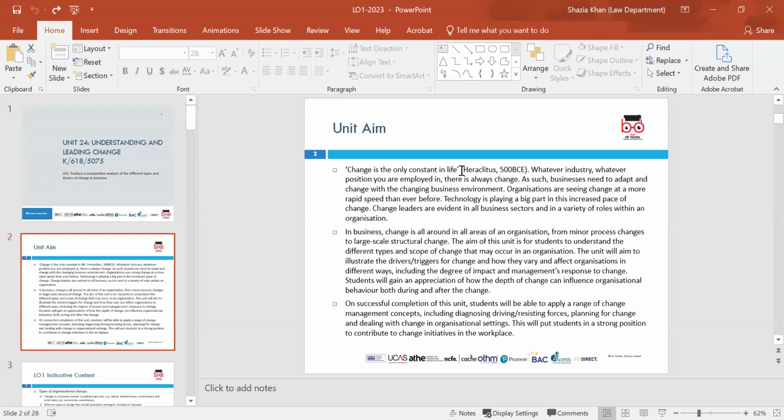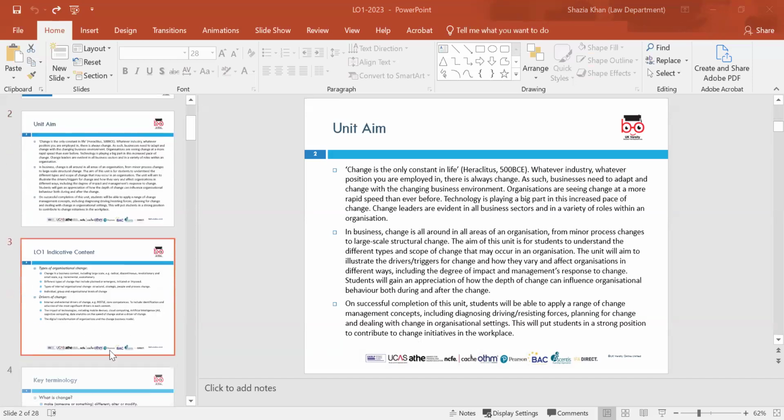Students will gain an appreciation of impact and management response to change, and you will have an in-depth understanding of what influences change. Sometimes there are external factors, sometimes internal factors, that influence change and why it comes about within an organization. So it's really important to understand that.